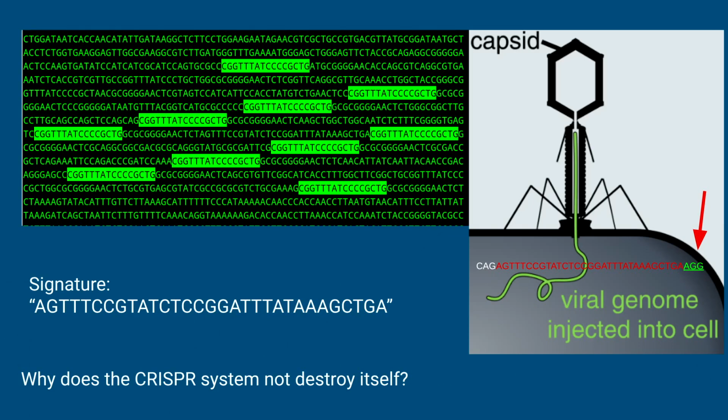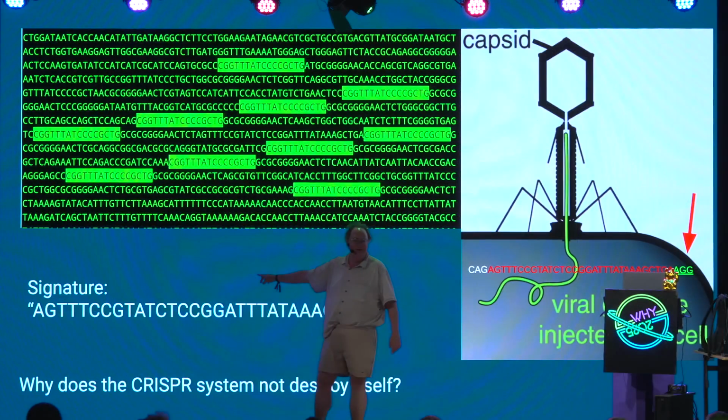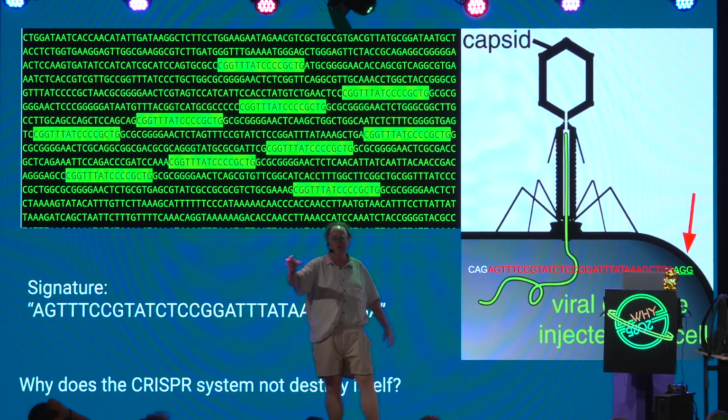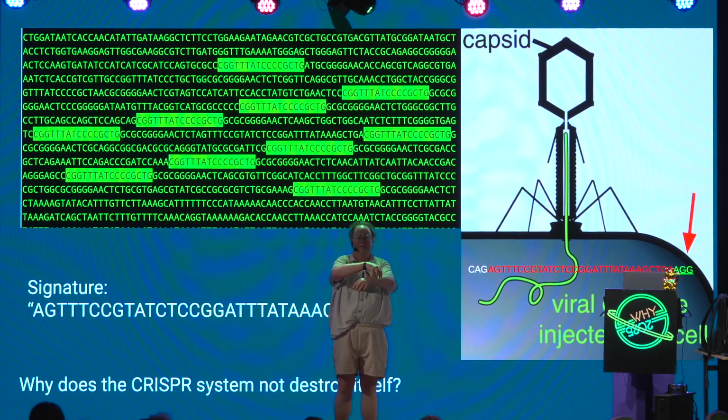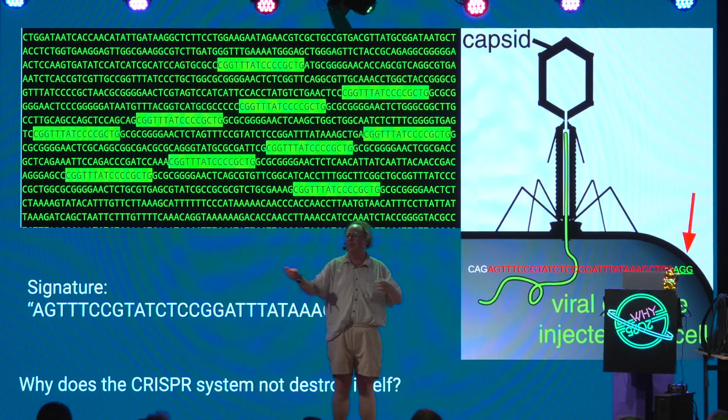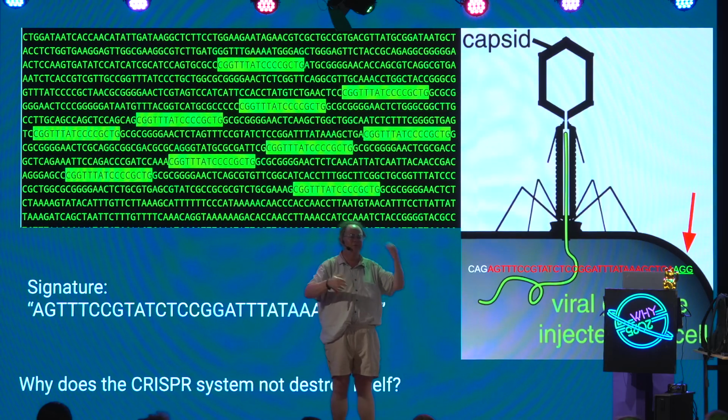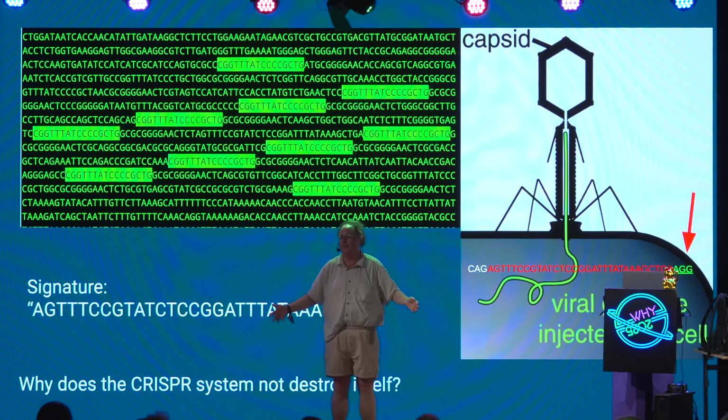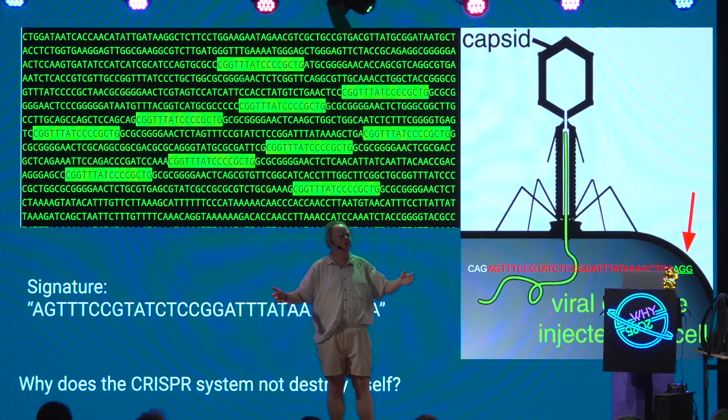One interesting question, of course, is, if this DNA says you must destroy the DNA that says AG, TTT, CCG, TA, why does the bacterium not immediately destroy itself? It's the same thing if you pass around signature files with malware signatures, they might get flagged as malware themselves, which is a known problem.